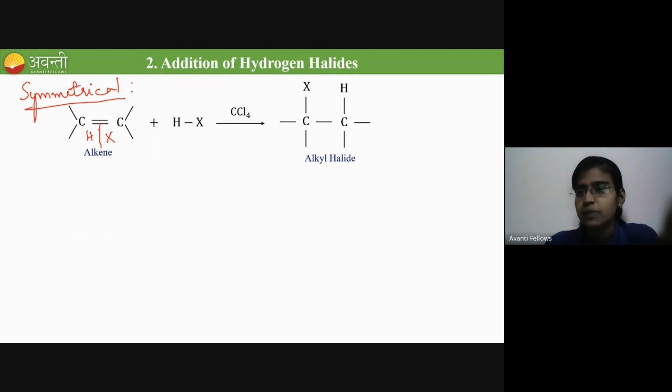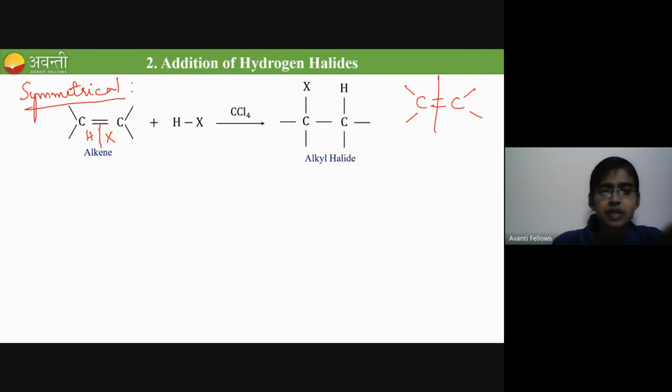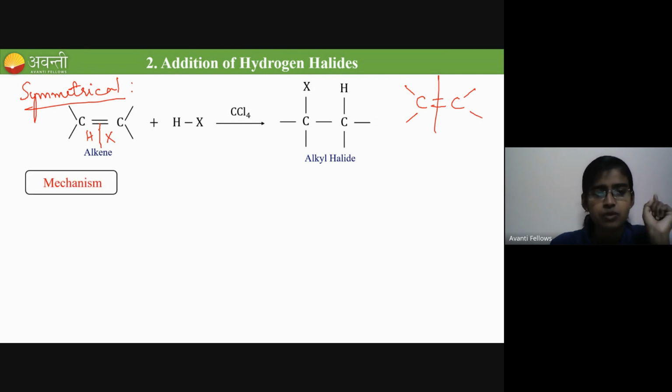So what is meant by a symmetrical alkene? If I break this alkene in this part, I will get 2 equal halves. So that's why it is called a symmetrical alkene. So from the symmetrical alkene, we are getting the alkyl halide. I will show you the mechanism also for this.